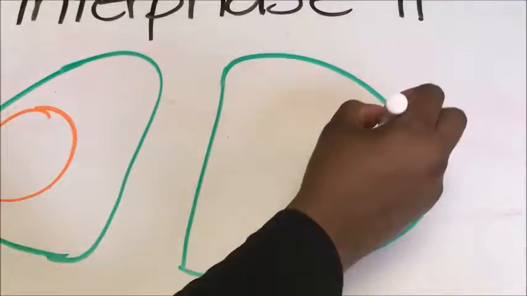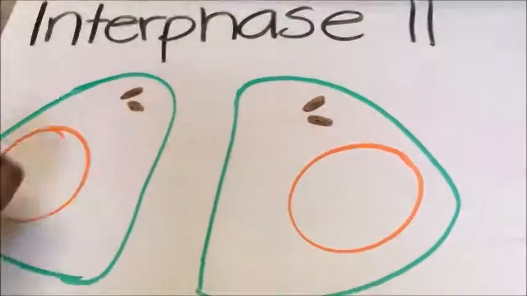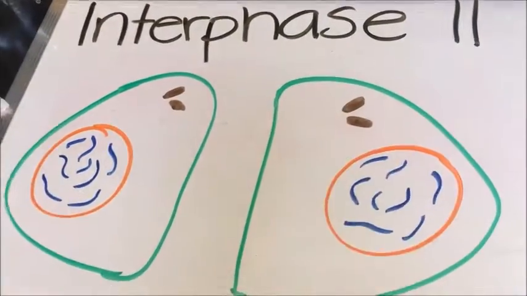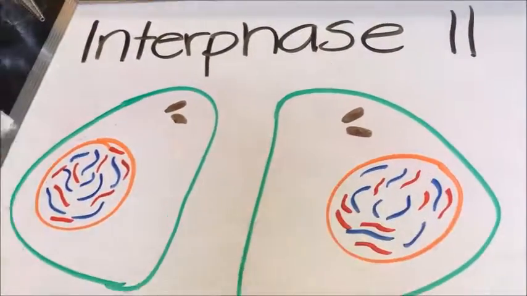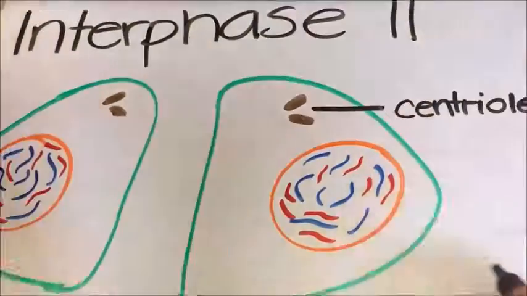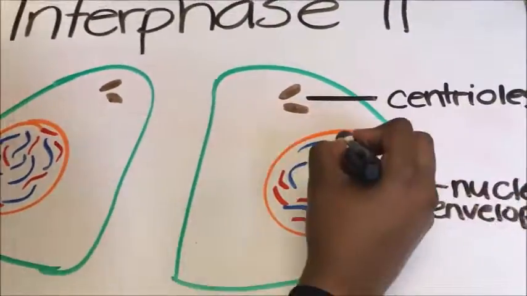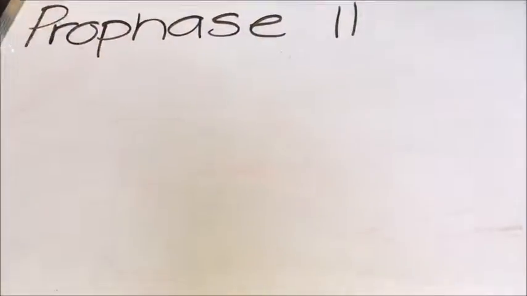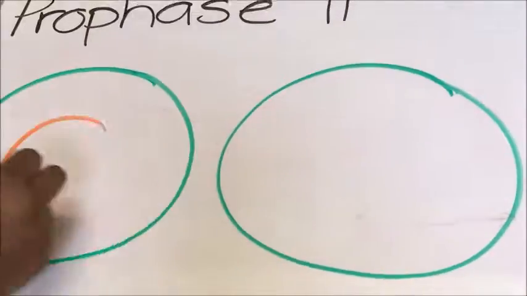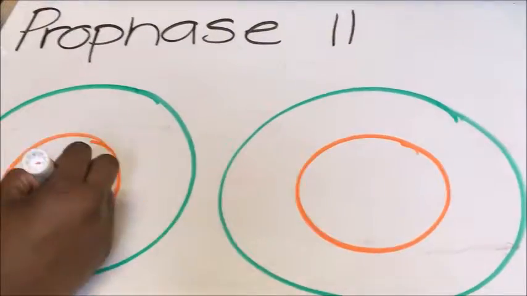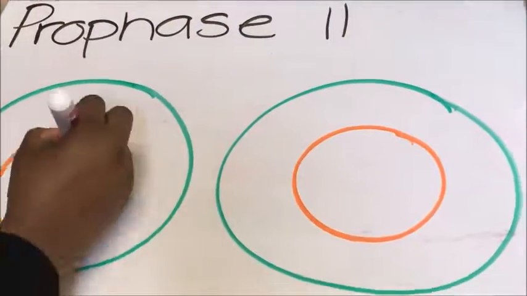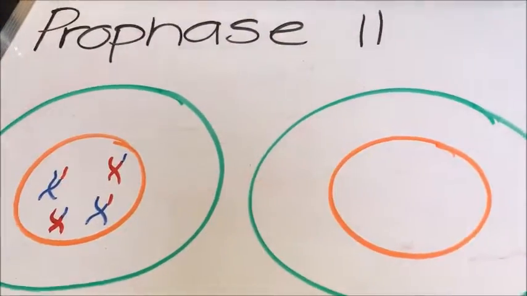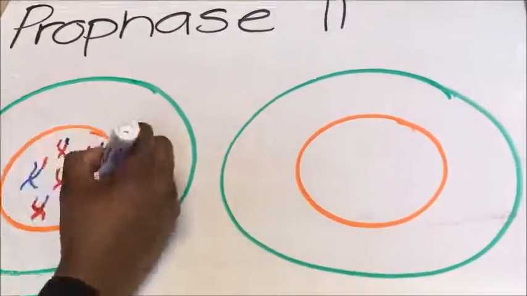The first step of meiosis 2 is interphase 2. During interphase 2, the organelles will be replicated once more, but the chromosomes will not. Once interphase 2 is complete, it is time to move on to prophase 2. During prophase 2, the nuclear membrane will break down again, and the chromosomes will condense.